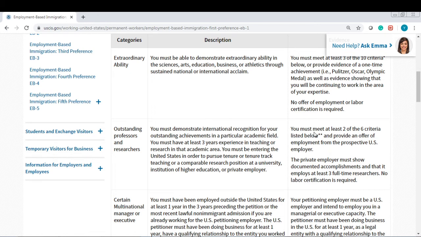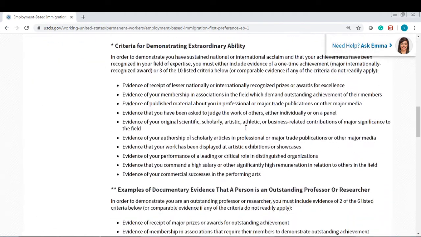For this one, you are asked to meet at least two of six criteria. Plus, you need to provide an offer. That means you need to have an offer. For the first one, you don't need the offer letter, right? But no labor certification is required, so you don't need a labor certification for this category. Let's go to the criteria.